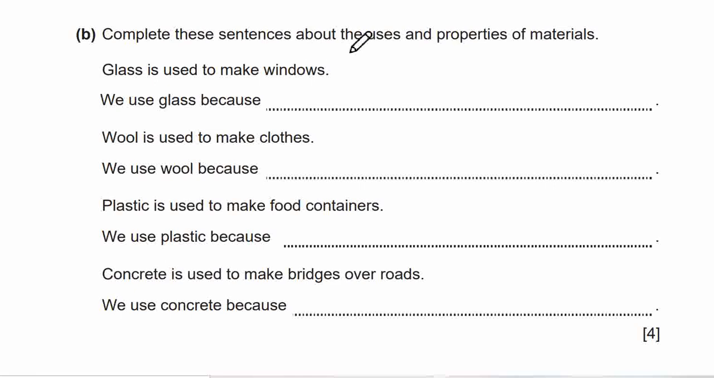Complete these sentences about the uses and properties of materials. Glass is used to make windows. We use glass because. Wool is used to make clothes. We use wool because. Plastic is used to make food containers. We use plastic because. Concrete is used to make bridges over roads. We use concrete because.